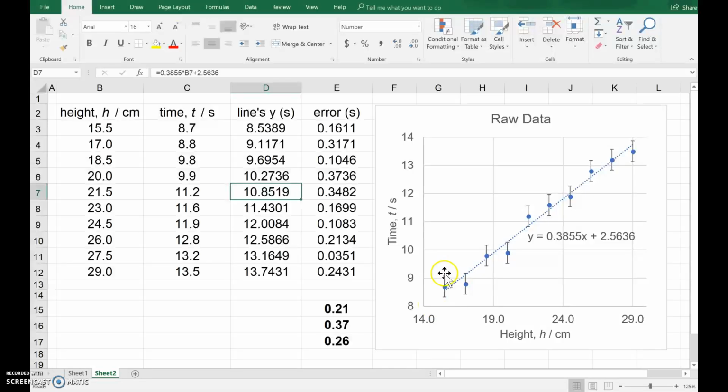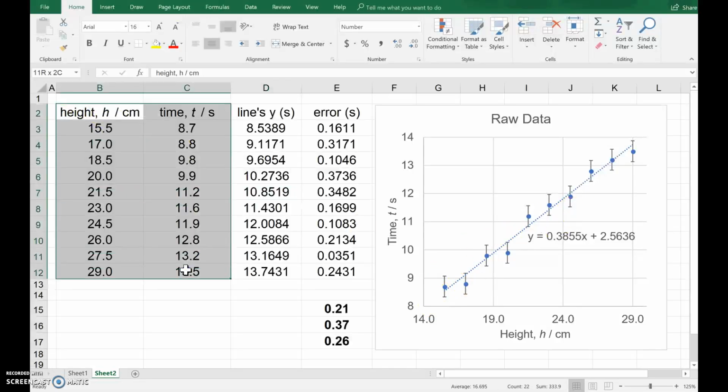So this is how we can figure out what to put as our error bars when we did not repeat our data.